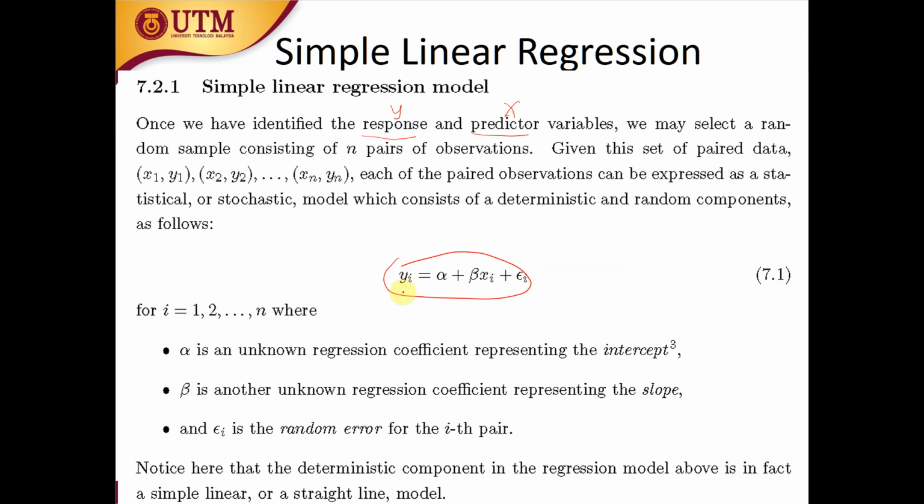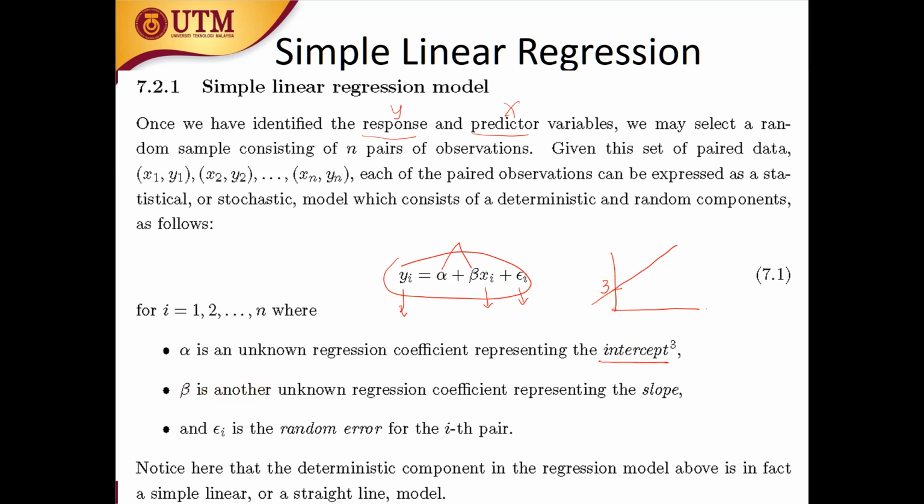So y is your dependent variable, alpha and beta are the unknown parameters, x is the independent variable, and epsilon is the error. For alpha and beta, alpha is an unknown regression coefficient that represents the intercept. Do you know what intercept is? It is the value when x is equal to 0. For example, if the intercept here is y equals 3, then alpha is 3 for this example.